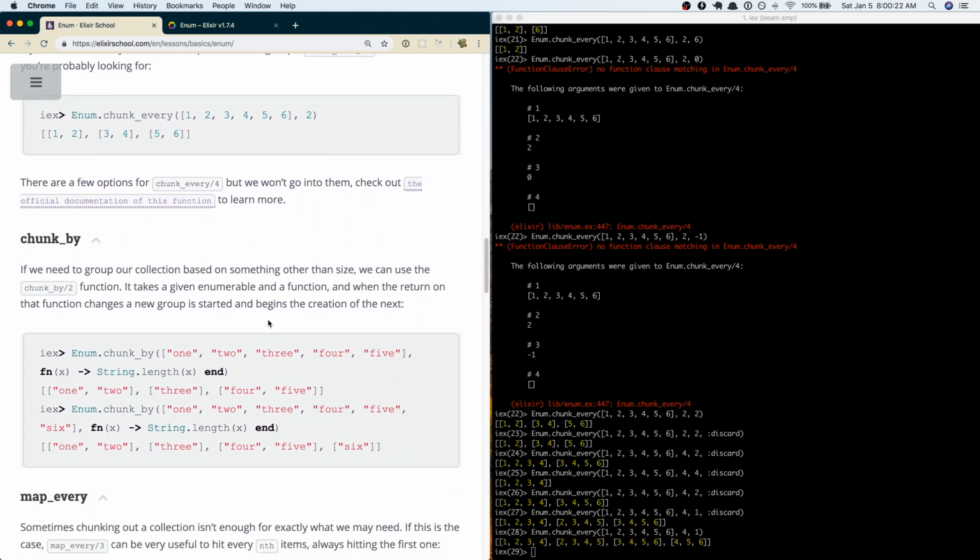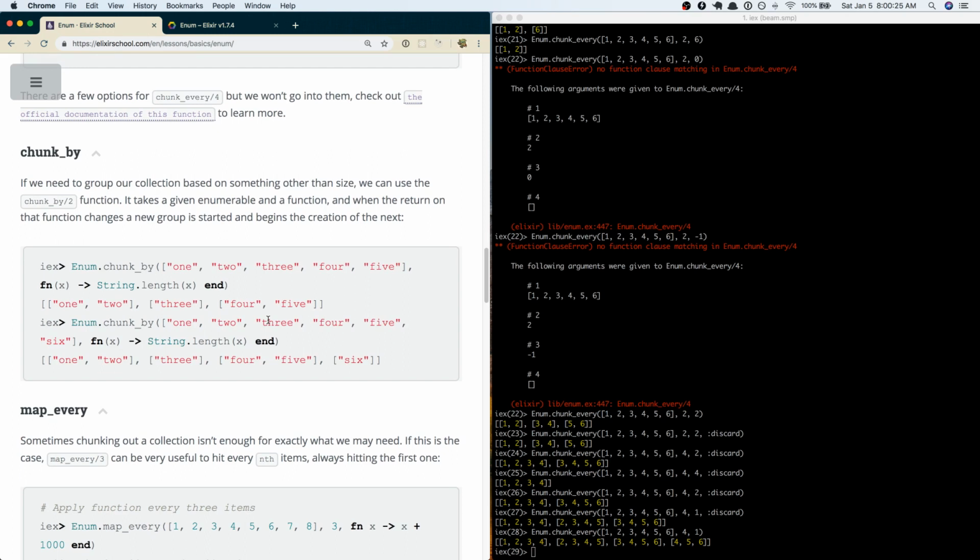Chunk by. If we need to group our collection based on something other than size, we can use the chunk_by/2 function. It takes a given enumerable and a function, and when the return on that function changes, a new group is started and begins the creation of the next.